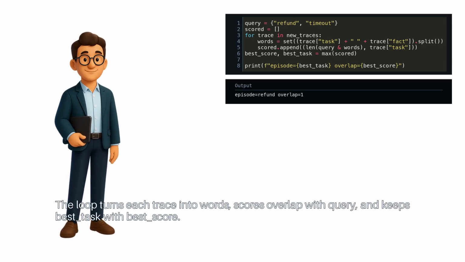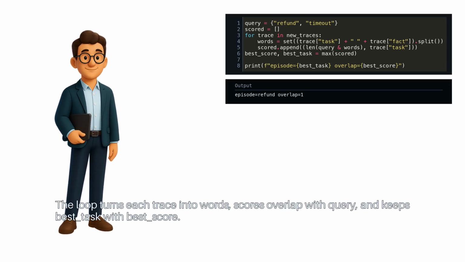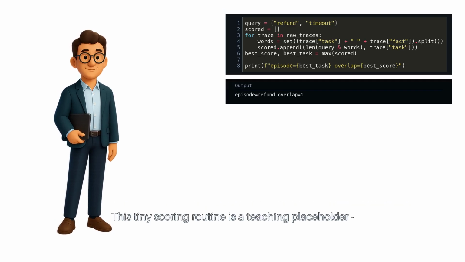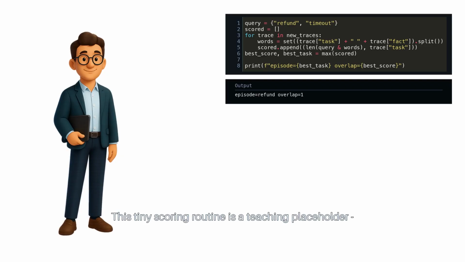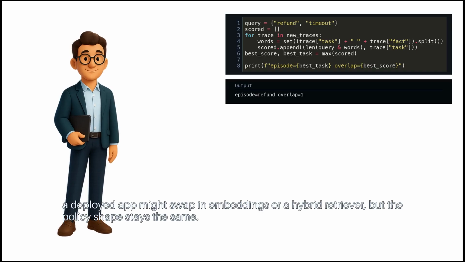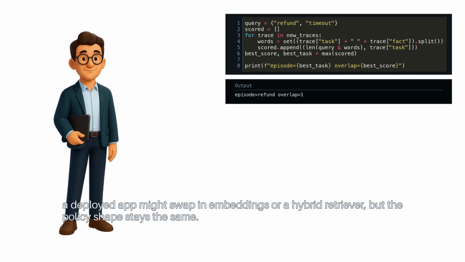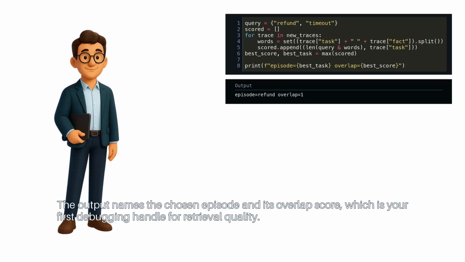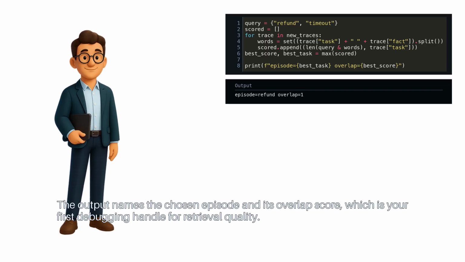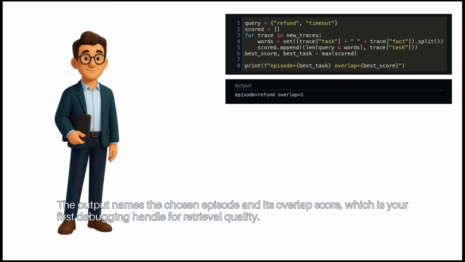The loop turns each trace into words, scores overlap with the query, and keeps the best task with the best score. This tiny scoring routine is a teaching placeholder. A deployed app might swap in embeddings or a hybrid retriever, but the policy shape stays the same. The output names the chosen episode and its overlap score, which is your first debugging handle for retrieval quality.